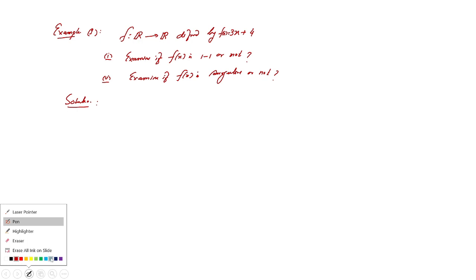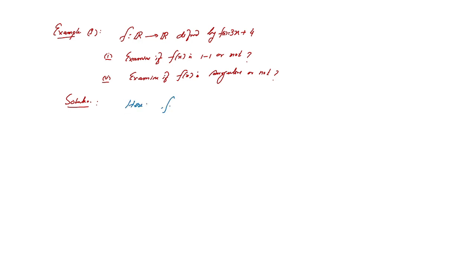So what is exactly given here? Here the function f: R to R is defined by f(x) = 3x + 4 for all x belongs to R. Okay, now we'll check whether it will be injective or not.